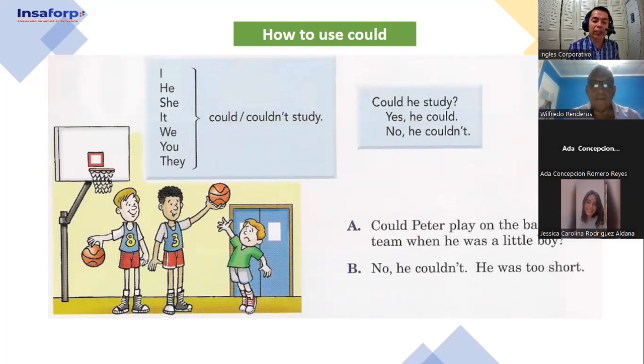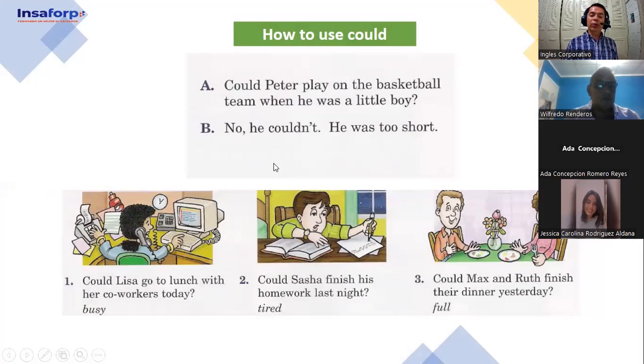Now look at the picture here, right? Oh, Peter. Very small, right? Could Peter play on the basketball team when he was a little boy? No, he couldn't. He was too short. ¿Podía jugar en el equipo de básquet? No, era muy chaparrito. Now, using this information, we're going to make some questions, right? Here, I make only 2 groups. Vamos a hacer 2 grupos.